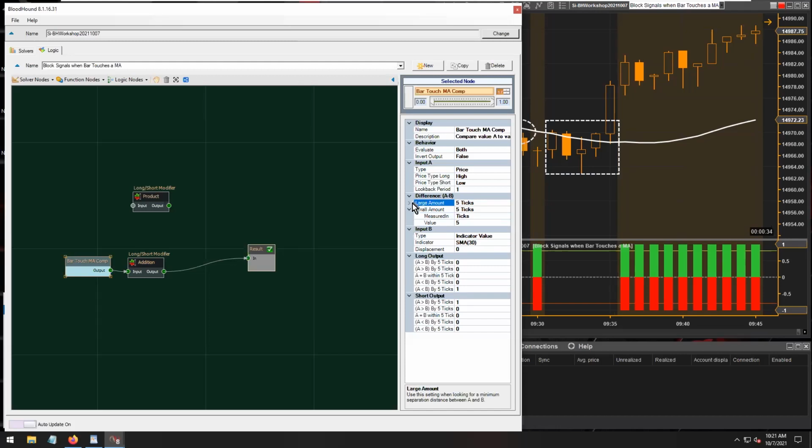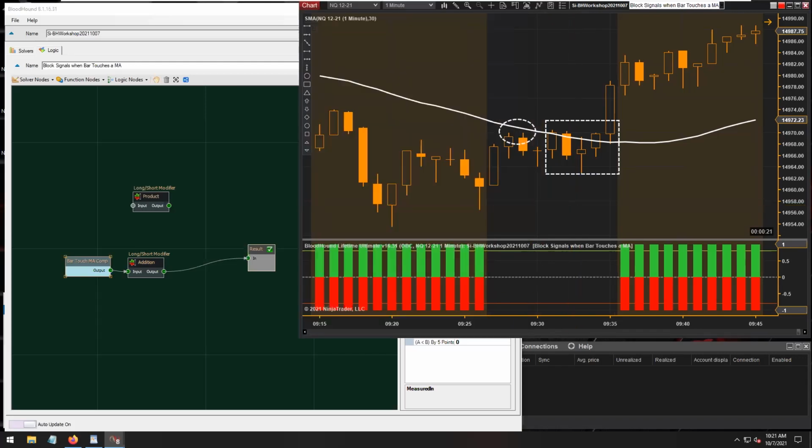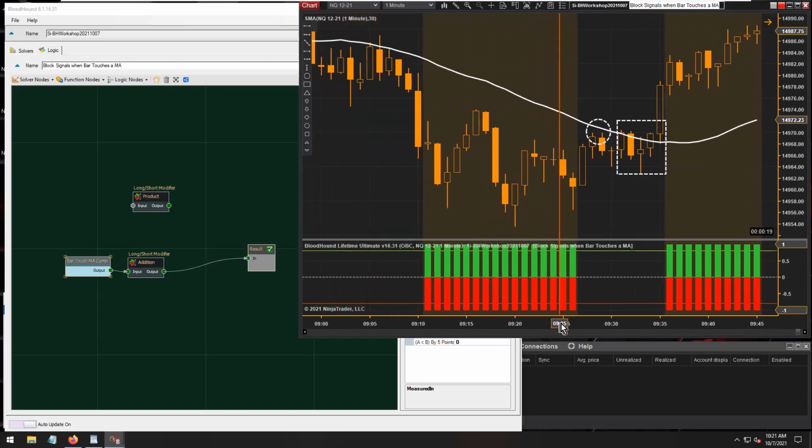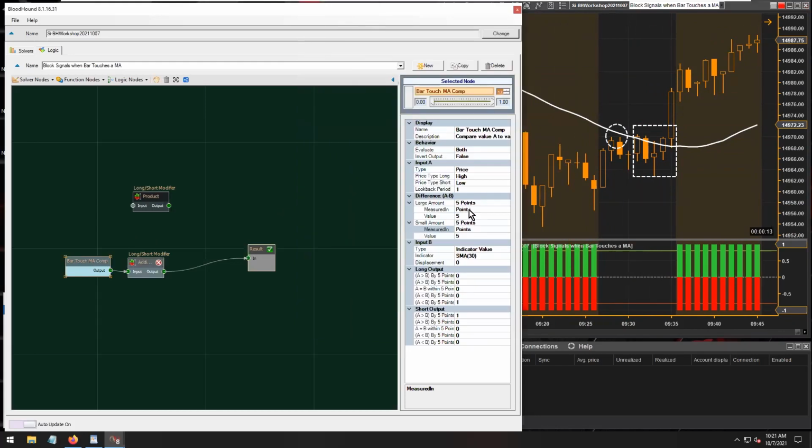Or of course, if you want to do this in points, you can change the measurement units from ticks to points, like so. Change it to points, and of course, there you go. That's going to make a big difference there. So that's going to remove a lot more bars. Yeah. So, all right. I will put this back to ticks, like so.